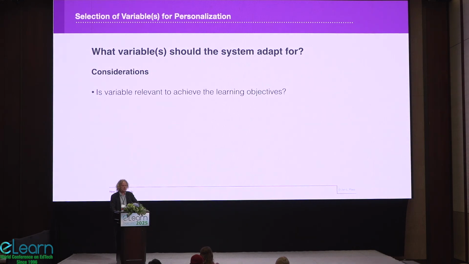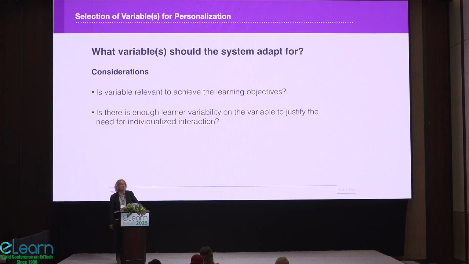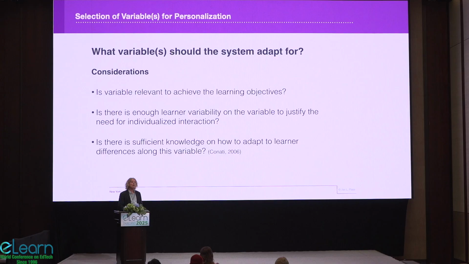So what are considerations? First of all, we need to know if that variable is actually relevant for learning outcomes. That would be helpful, because if it's not, why do it? Then is there enough learner variability on it, right, to justify the need for individualized interaction? Maybe everybody is frustrated. Then I don't need to personalize, then I just need to fix what they get frustrated about. Or is there sufficient knowledge on how to adapt to learner differences along this variable? And that's when we're getting in real trouble, and I'll follow up with that in a moment. Do we actually know, if we knew the state of the learner, what to do?